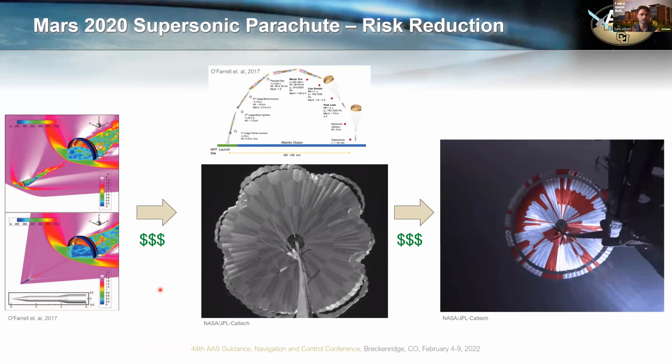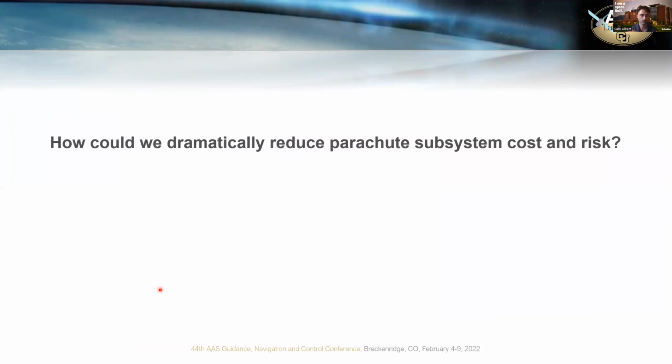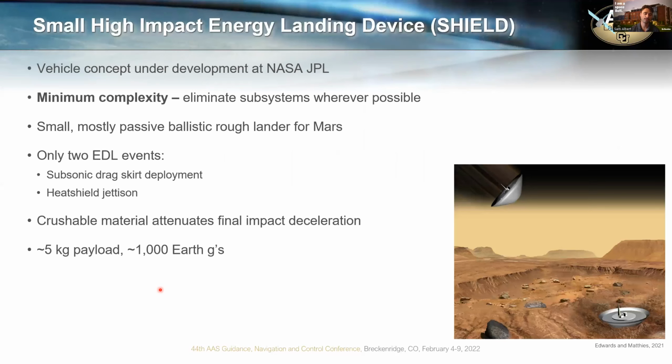So what if I claimed that there's a way to dramatically reduce the risk and cost to the mission from the parachute subsystem? To substantially reduce both might sound too good to be true, but it's possible if you eliminate the parachute subsystem. I say that in a bit of a joking way, but that's sort of the line of thinking of something like SHIELD, or the Small High Impact Energy Landing Device. It's a vehicle concept under development at NASA JPL.